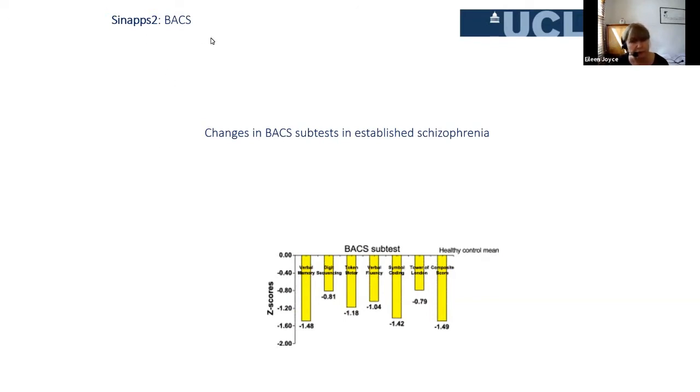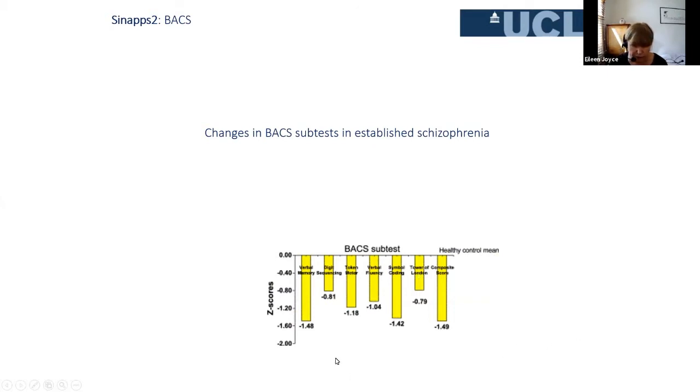Of course, in the SINAPPS2 study, we're going to be looking at cognition before and after treatment using the BACS subtests, which have been developed to be studied in schizophrenia. This is just to show you the subtests of the BACS, consisting of verbal memory, digit sequencing, token motor task, executive functions, symbol coding, and Tower of London, and then you can get a composite score comprised of the performance in all of these.